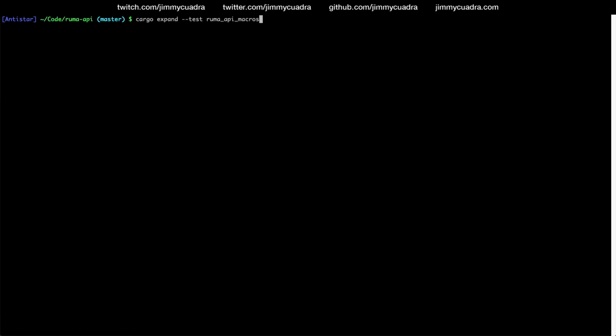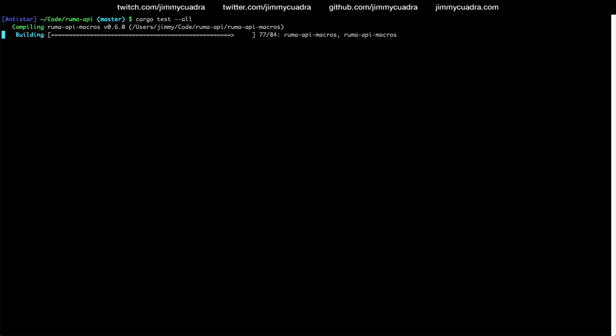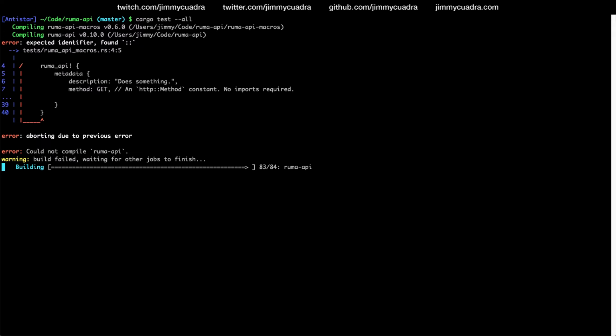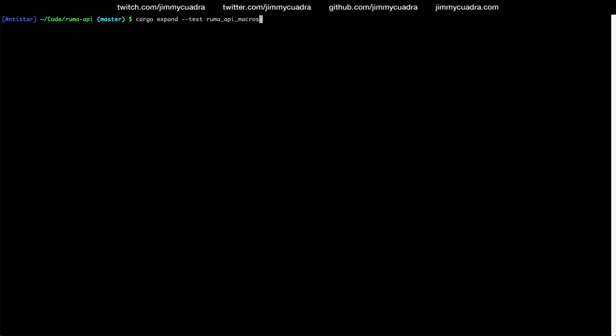Let me actually try the test once more, just in case that was the problem, although I can't see why it would be. Yep. Okay. So let's run cargo expand, and we're going to expand it to, I don't know, temp output.rs.